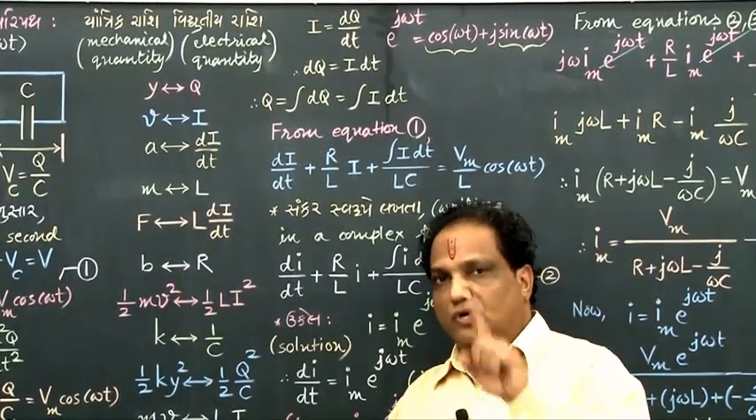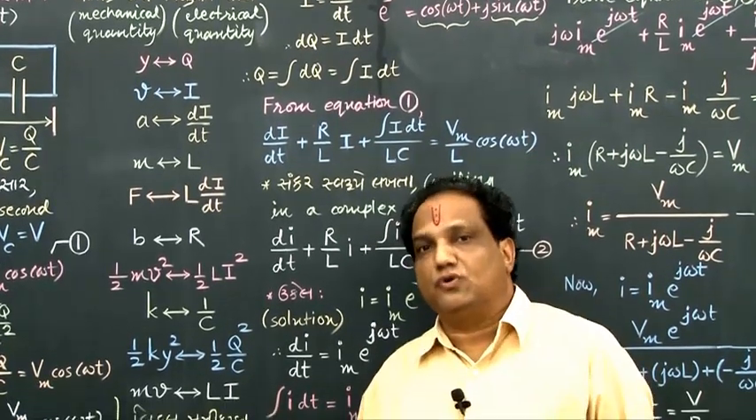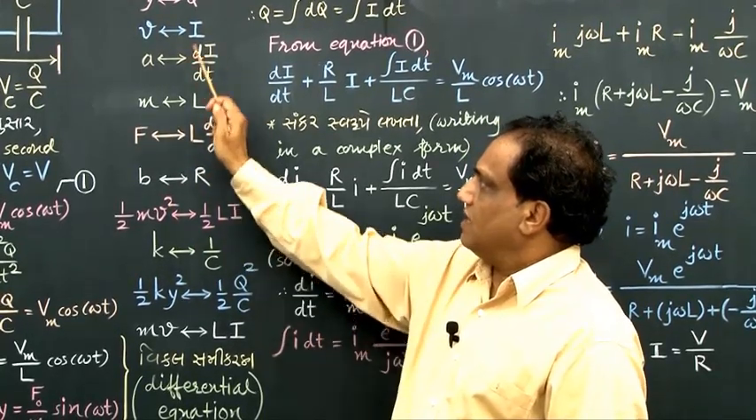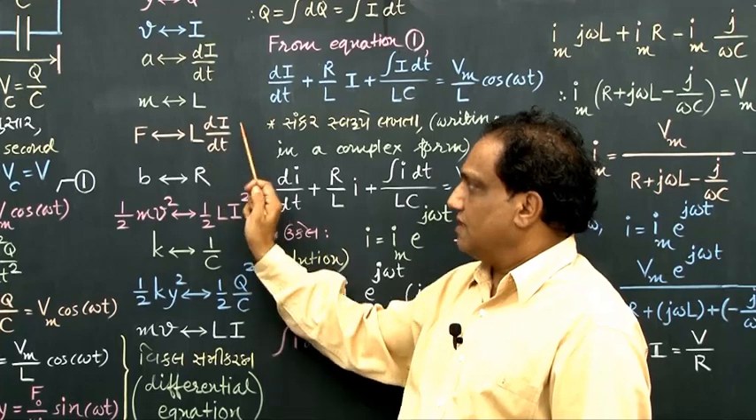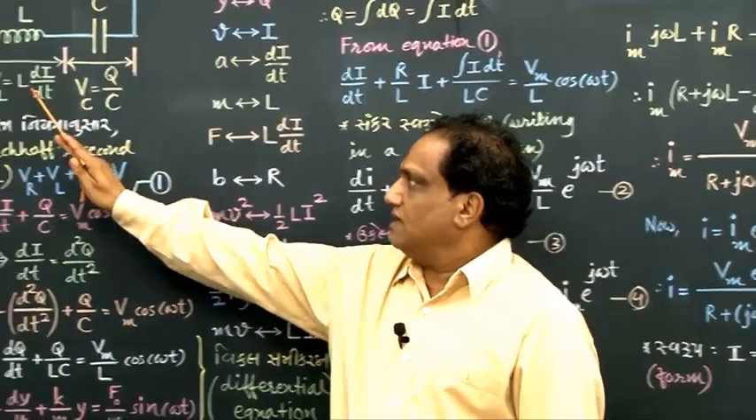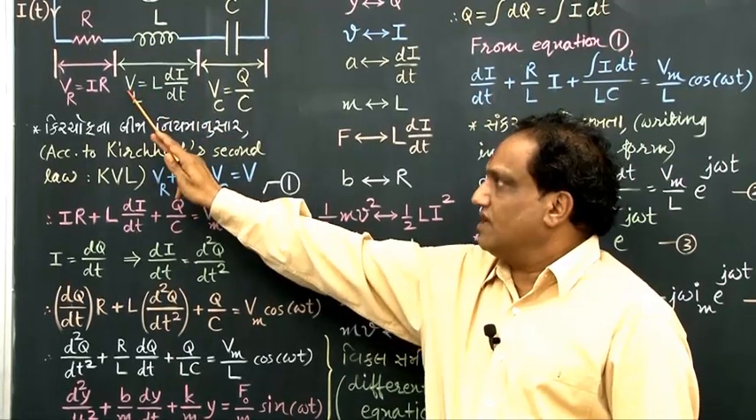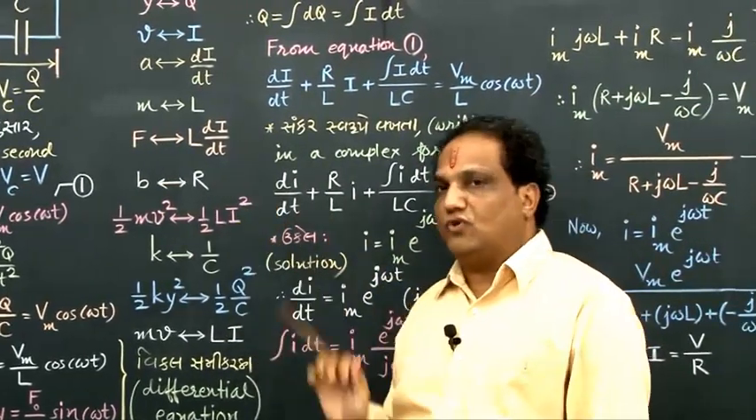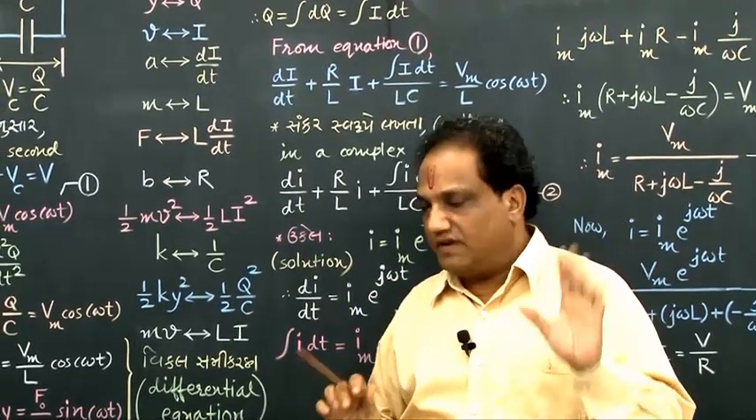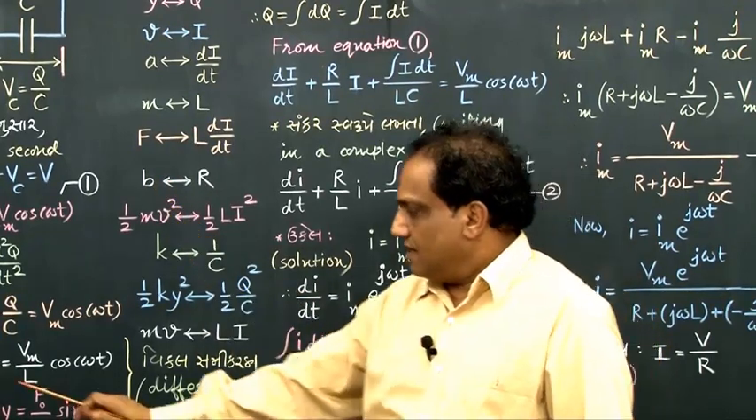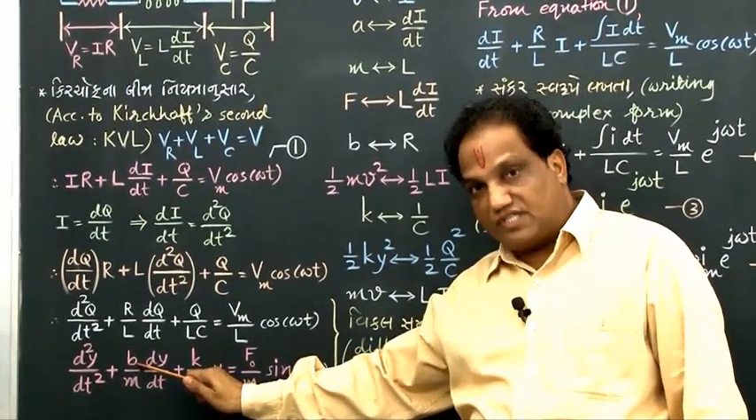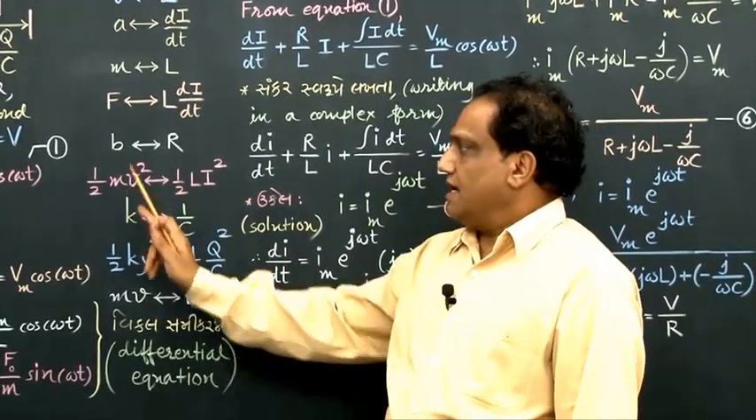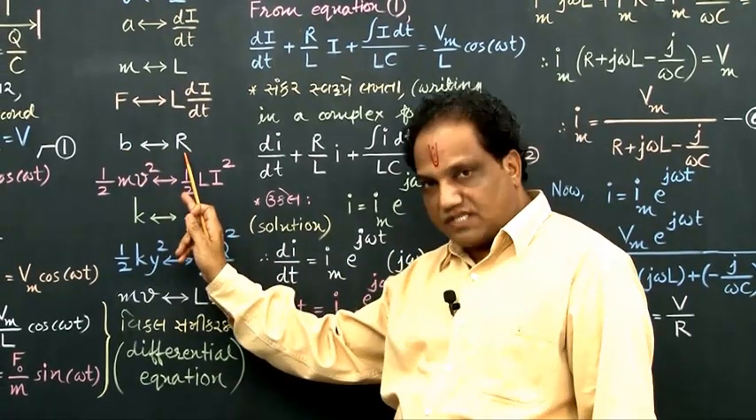What about force? Don't you know? Force is mass into acceleration. So this into this, meaning thereby here L into di upon dt. Correct? And what was L into di upon dt? It was nothing but potential difference or self-induced EMF. So this force is similar to voltage or EMF. Here b is the damping constant or resistive coefficient, which is similar to R. Damping constant is similar to electrical resistance.